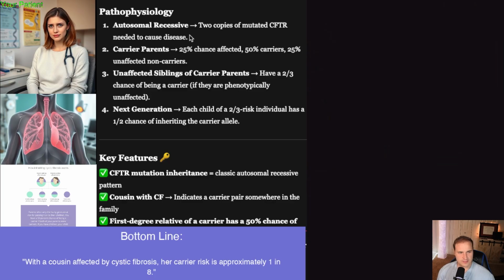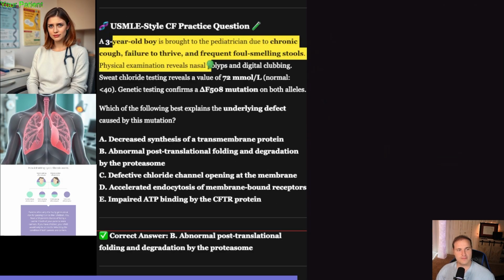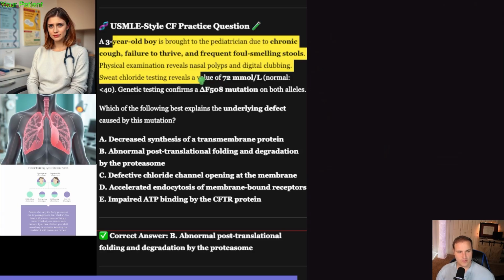All right, for this question, I just want to go over the pathophysiology of cystic fibrosis. You have 2 copies of mutated CFTR that's needed for the disease. Carrier patients. So we have a 3-year-old boy brought to the pediatrician due to chronic cough, failure to thrive, and frequent foul-smelling stools. Exam shows nasal polyps and digital clubbing. Sweat.